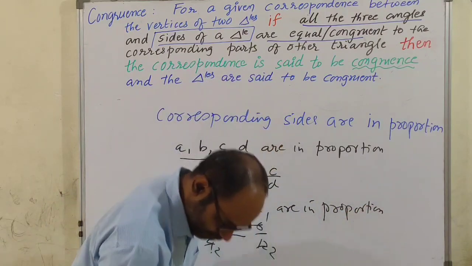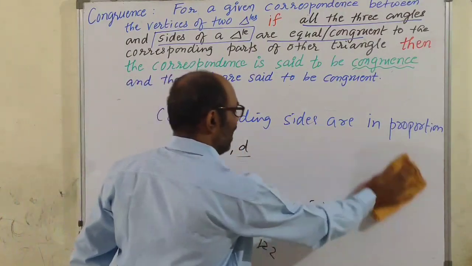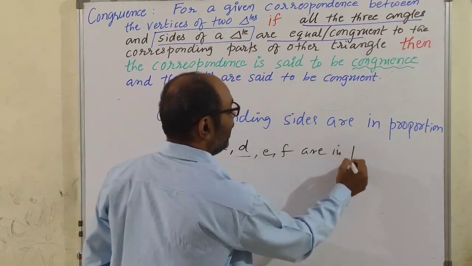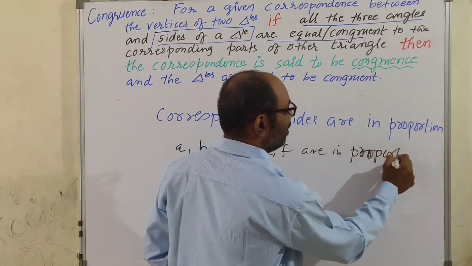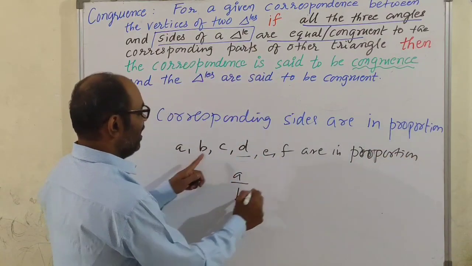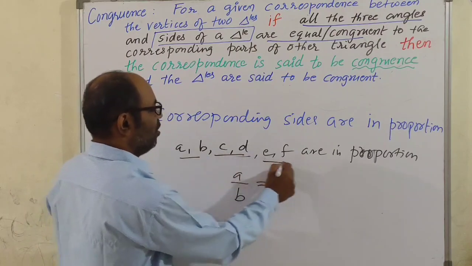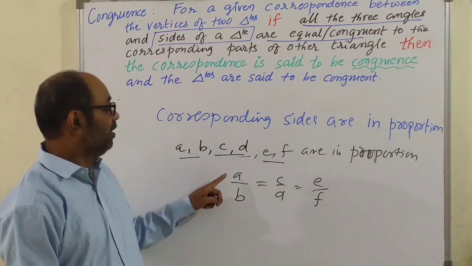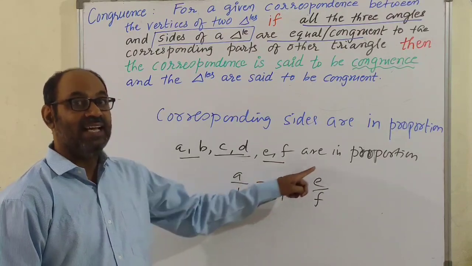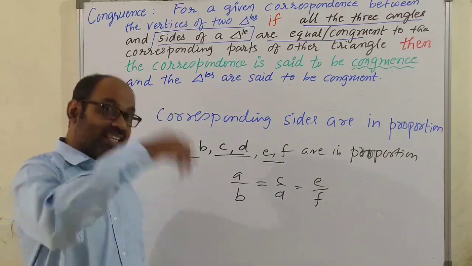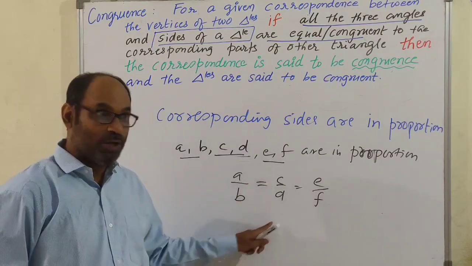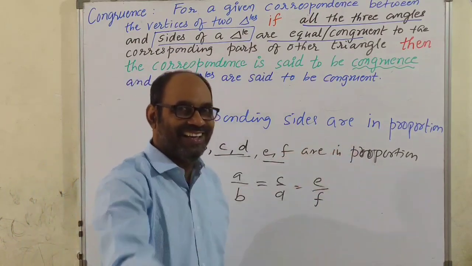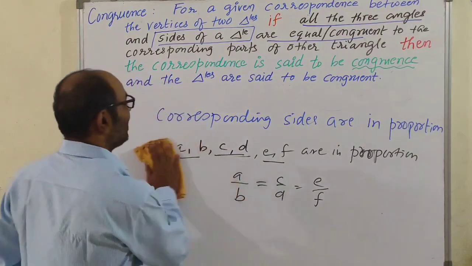Did you understand, children? Now instead of A, B, C, D, if I say A, B, C, D, E, F are in proportion, means what? A upon B is equal to C upon D, you take ratio, is equal to E upon F. So A, B, C, D, E, F are in proportion. It means A upon B is equal to C upon D is equal to E upon F. And if I say converse, A upon B is equal to C upon D is equal to E upon F, then I can say A, B, C, D, E, F are in proportion. Are you getting me? Children.